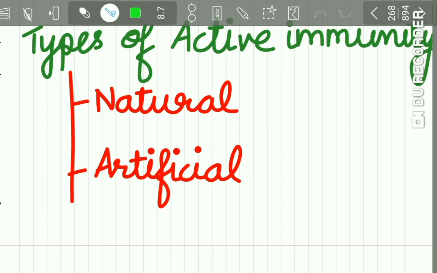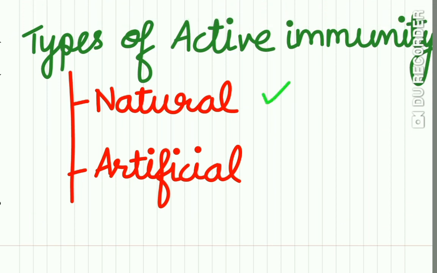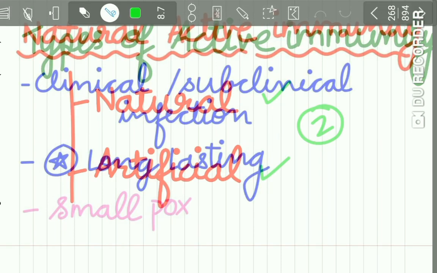Now, the types of active immunity. Active immunity is natural active immunity and artificial active immunity. These are the two types of active immunity.